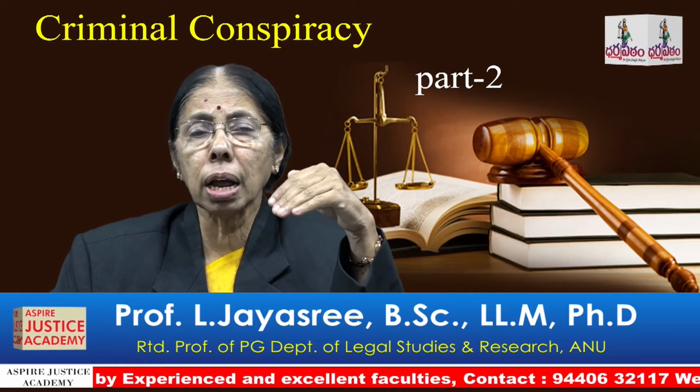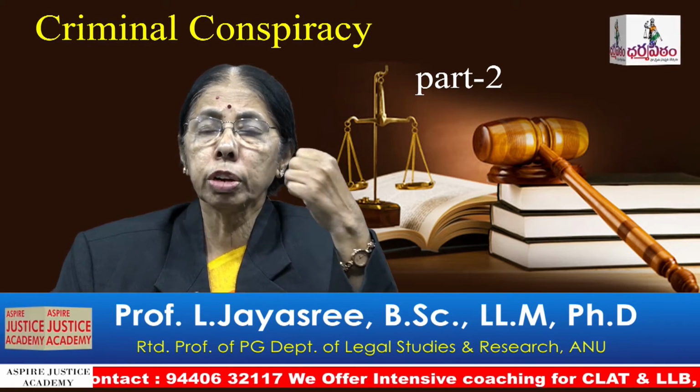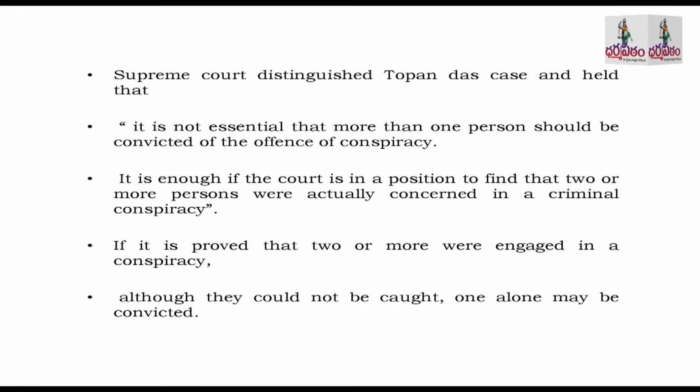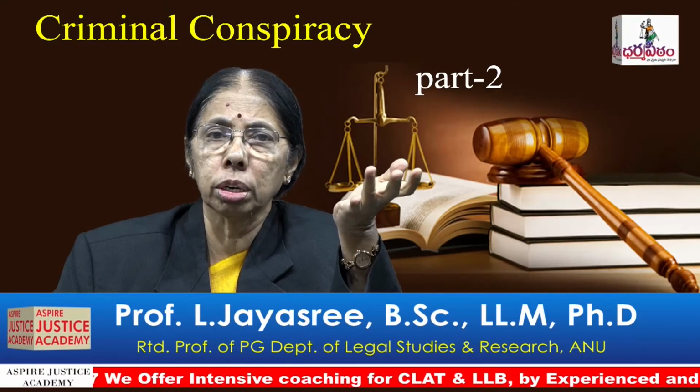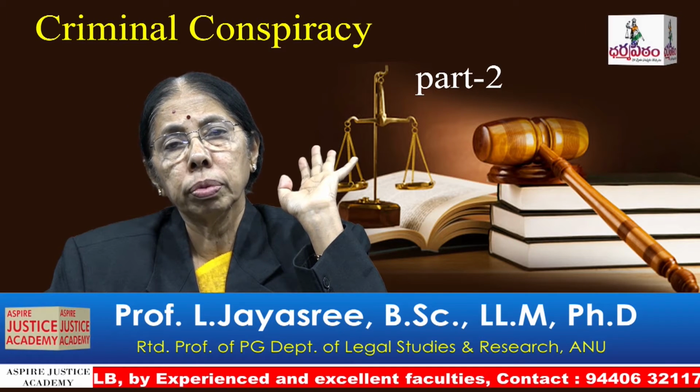But in the Bimbadar Pradhan case, criminal conspiracy was established. There was an agreement. It was proved by the prosecution beyond all reasonable doubt. But one turned into an approver, another person may die, another may abscond, and only one person may be caught. That person can be convicted for the offense of conspiracy.